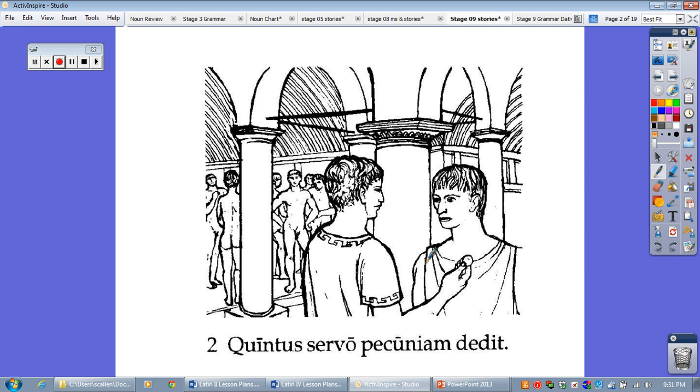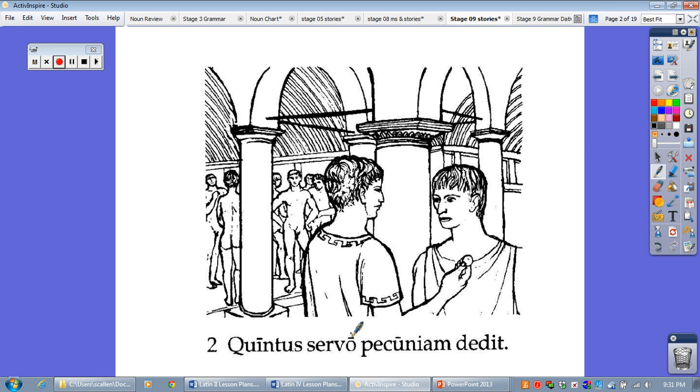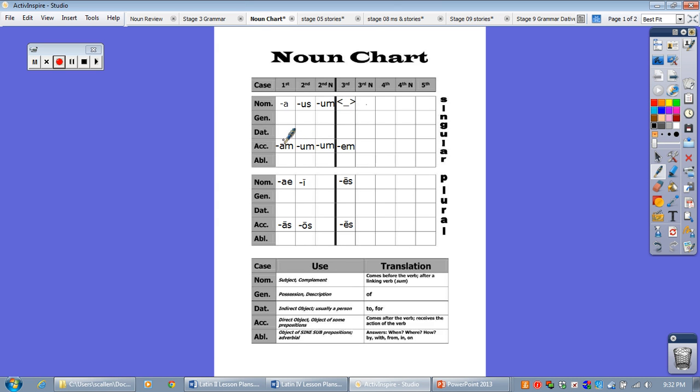Okay, now here we have Quintus, we know what to do with. That's going to be our subject, right? Look at the noun chart. Where do you see us? Bam, nominative case, and nominative is used as the subject of the sentence. And then we've got servo. Now we know that that comes from servus, meaning slave, but you've never seen this o ending, so you probably don't know what to do with this. So we're just not going to worry about how that word fits into the context of the sentence yet. Let's figure out what we do know. Pecuniam ends in am. The accusative case goes em. It's the direct object.